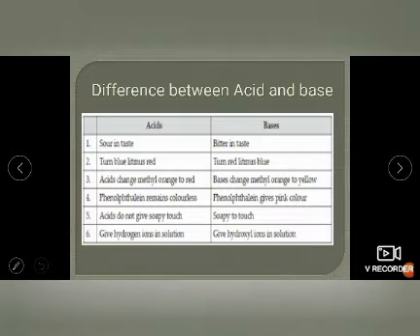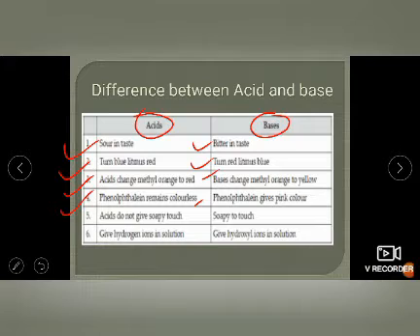uses. So let's start. First we need to understand the difference between acids and bases. What is generally an acid, what is generally a base? Let's recapitulate it. As we studied, acid is sour in taste and base is bitter in taste, and acid turns blue litmus red, whereas base turns red litmus blue. Third, acid changes methyl orange to red, whereas base changes methyl orange to yellow. Fourth, phenolphthalein remains colorless in acid and phenolphthalein gives pink color in base.